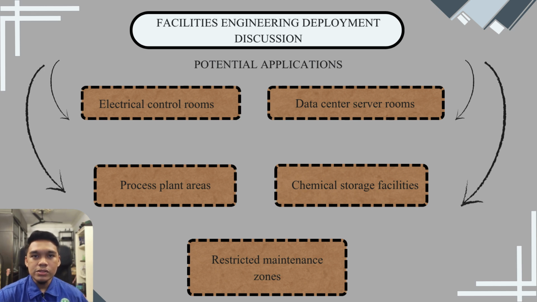The system can also be deployed in process plant areas where safety and operational reliability are major concerns. By ensuring that only qualified personnel can enter specific zones, the risk of accidents and operational disruptions can be minimized. In addition, the proposed system can be utilized in chemical storage facilities where strict access control is required to prevent unauthorized handling of hazardous substances and to maintain workplace safety.